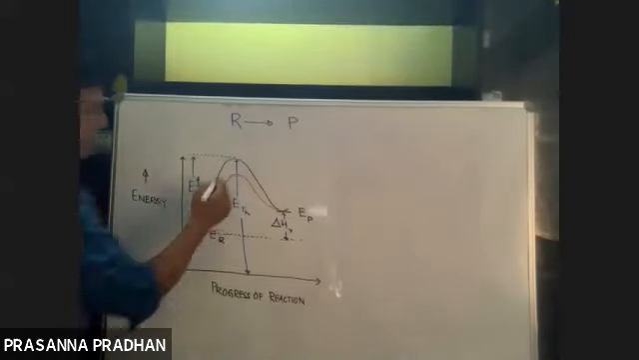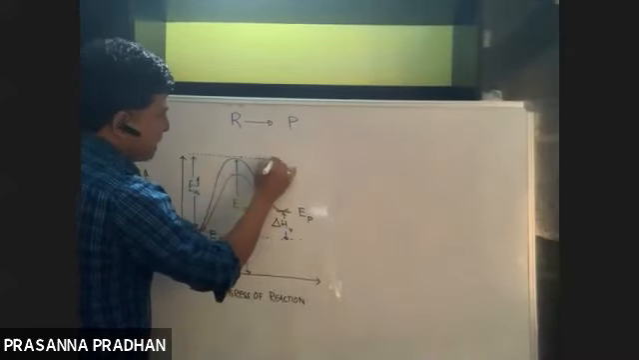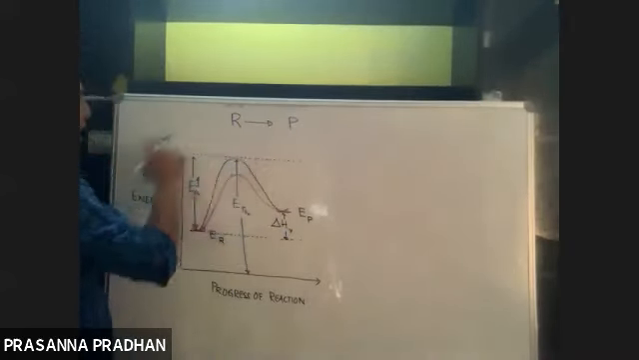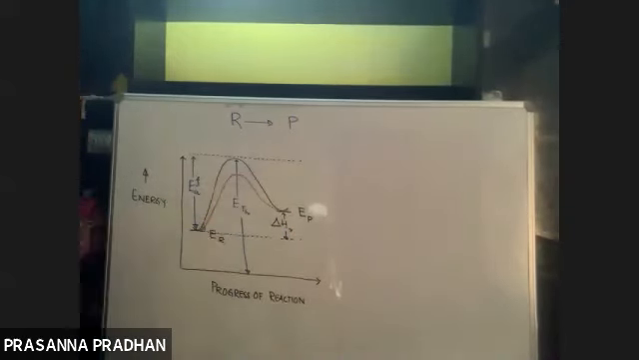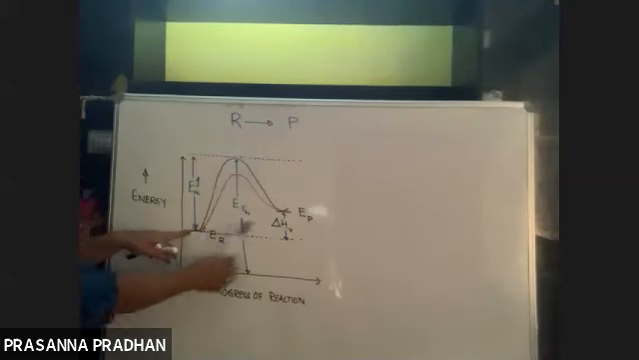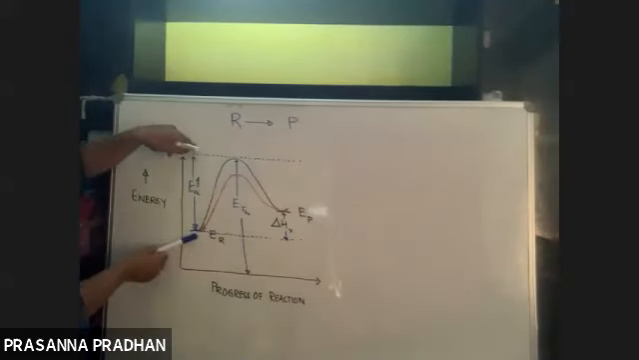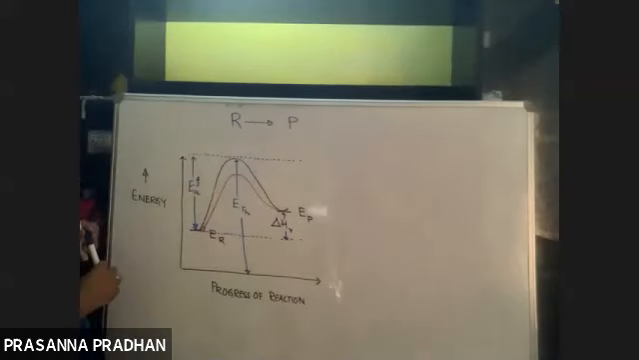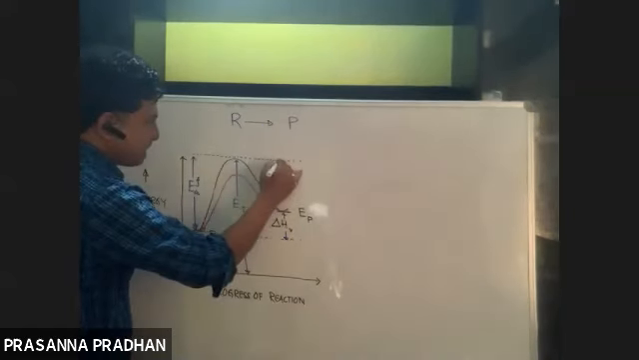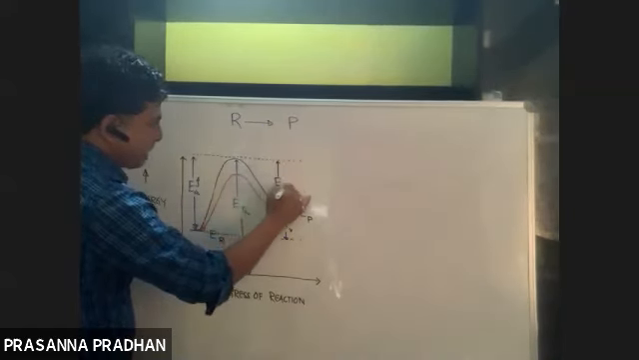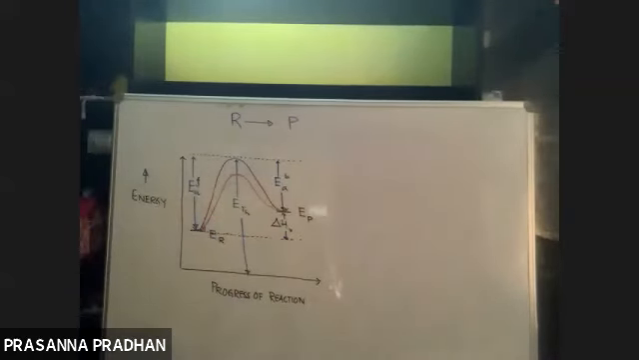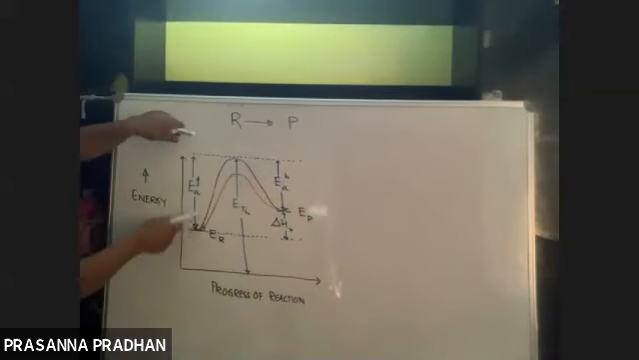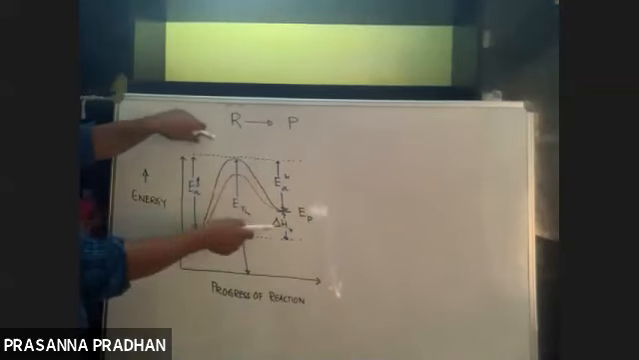Now let us think the other way around. When the reaction proceeds from product to reactant, what will be the activation energy required? From reactant to product, this is the activation energy required. From product to reactant, the activation energy required will be this, EAB, meaning activation energy for backward reaction. So this is the activation energy for the forward reaction, reactant to product, and this is the activation energy for the backward reaction.